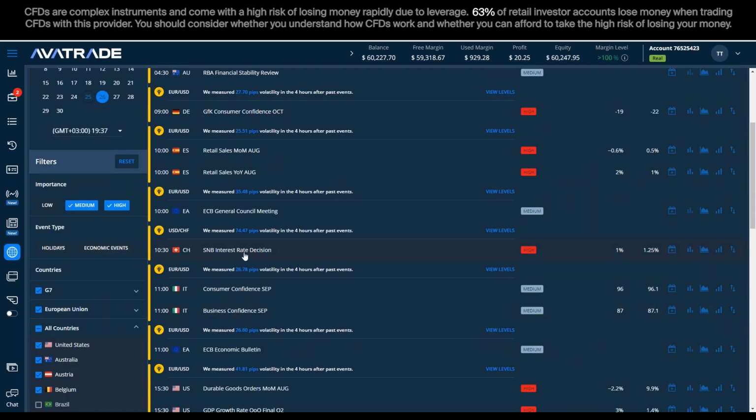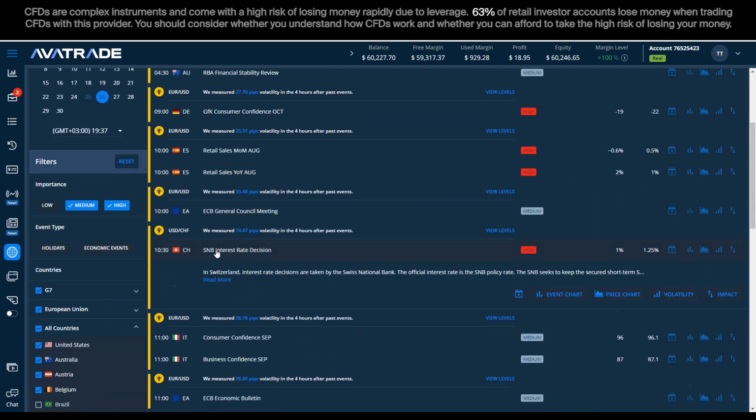Here's the interest rate decision here. Okay, so you can click on it and see. Oh, this is Switzerland, by the way. And so there's the rate decision out of Switzerland. That the expectation is a decrease.